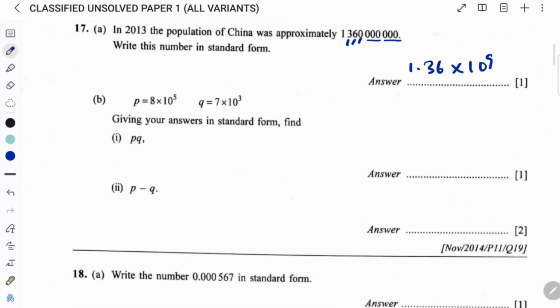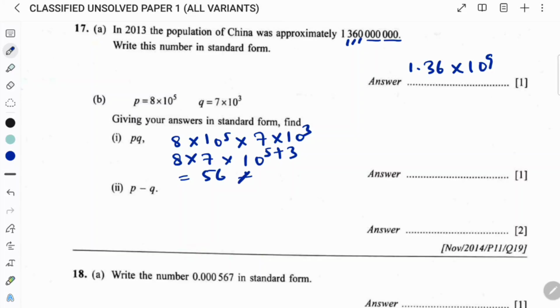P is 8 into 10 to the power 5. PQ means a multiplication question: 8 into 10 to the power 5 times 7 into 10 cube. 7 and 8 multiply, and 5 and 3 add together. 7 8s are 56 times 10 to the power 8. That is 5.6 into 10 to the power 9. I'm writing it down. I hope you remember now.